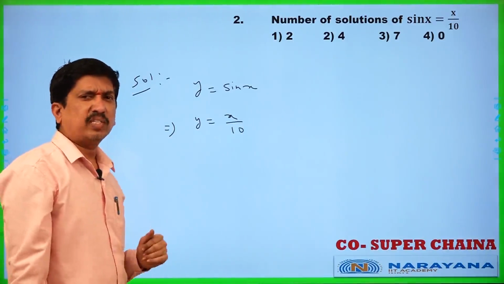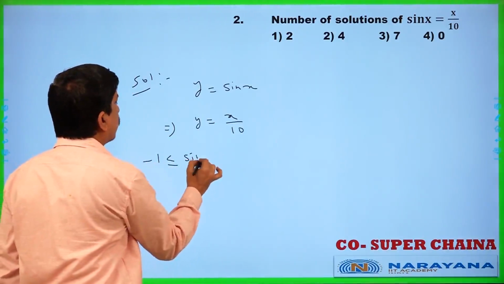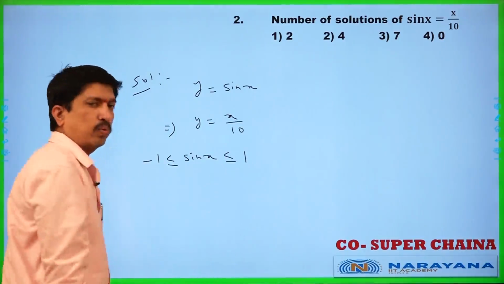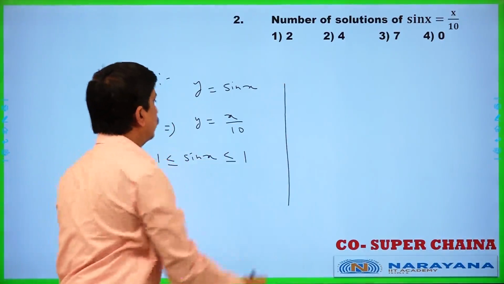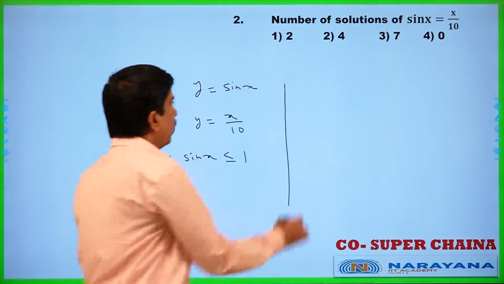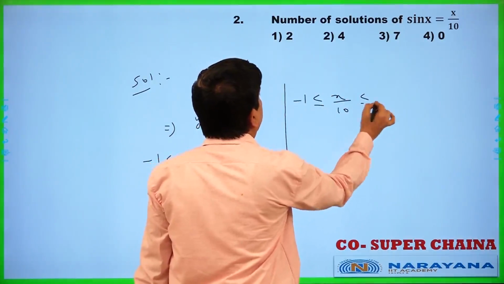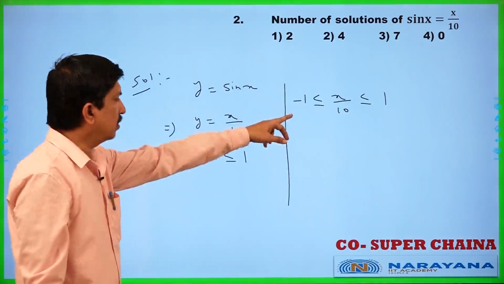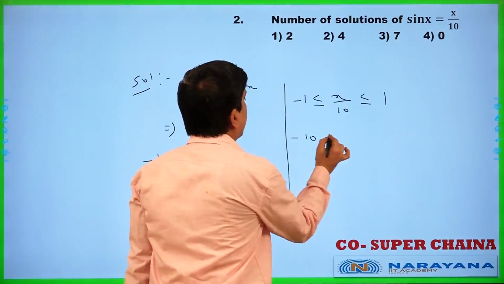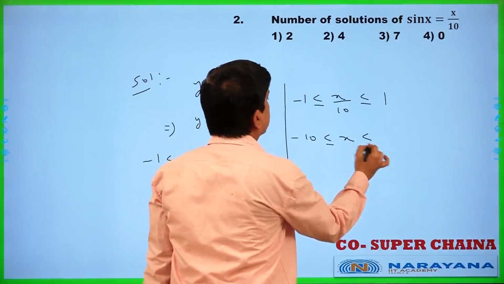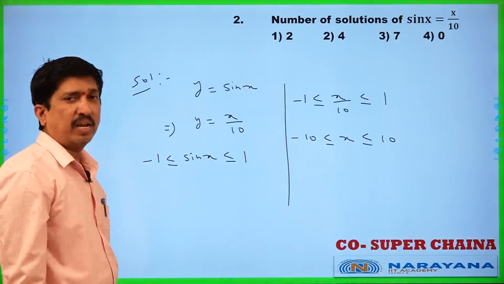The range of sin x, what is that? Range of sin x: minus 1 less than or equal to sin x less than or equal to 1. But sin x equal to x by 10 means what you will get? Sin x replaced by x by 10, so minus 1 less than or equal to x by 10 less than or equal to 1. Now solving this inequation, you can move 10 to the other side, minus 10 less than or equal to x less than or equal to 10 only.